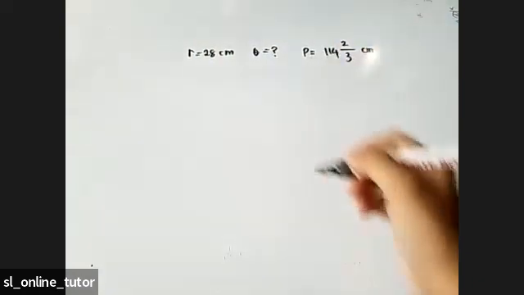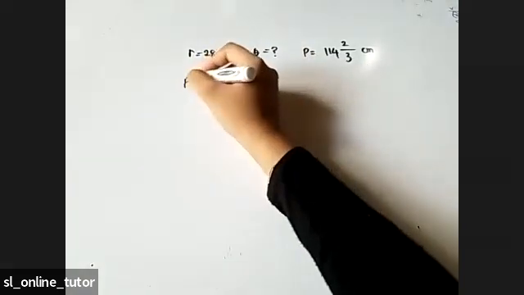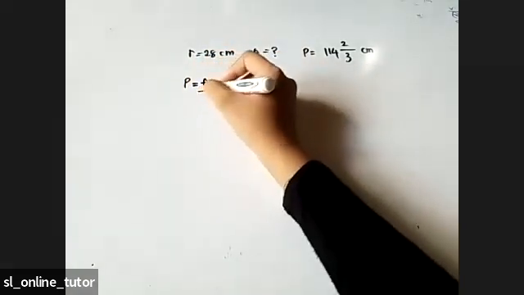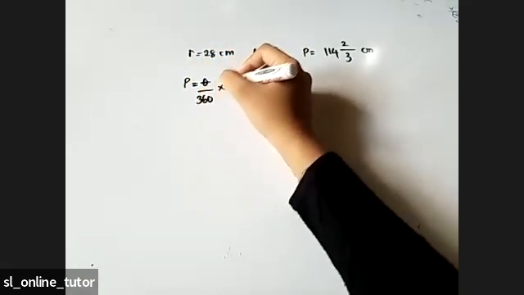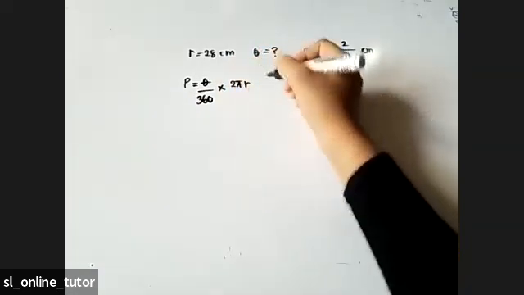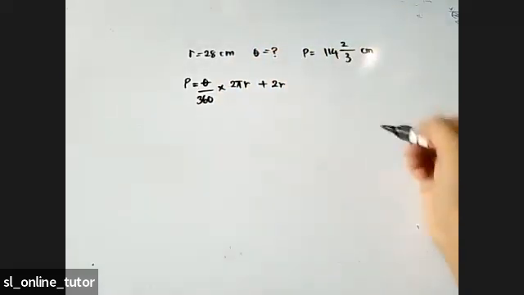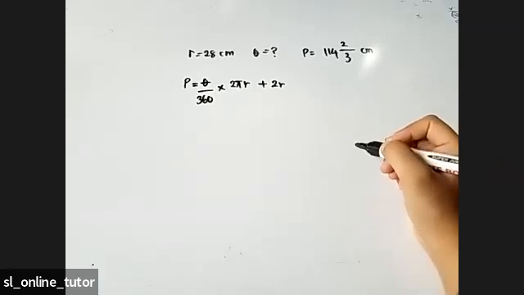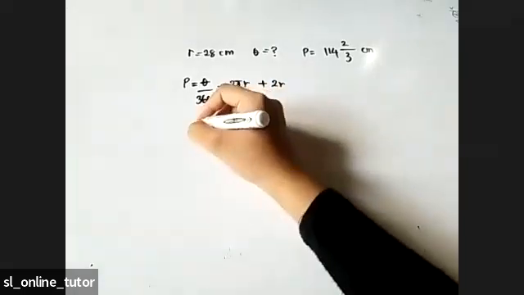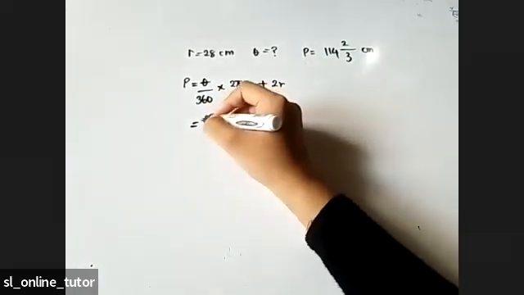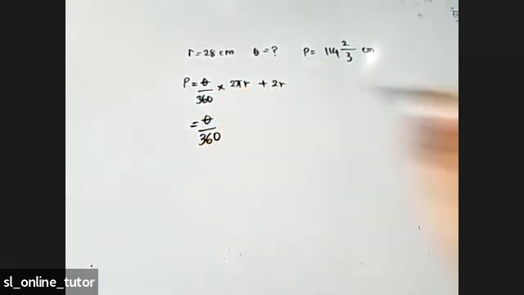So what is the equation? You have to use the perimeter equation. Perimeter of sector equation: theta over 360 into 2 pi r plus 2r. This equation only you have to use. Theta we don't know, so we are writing it. This one, shall we convert it? It's easy if we convert.